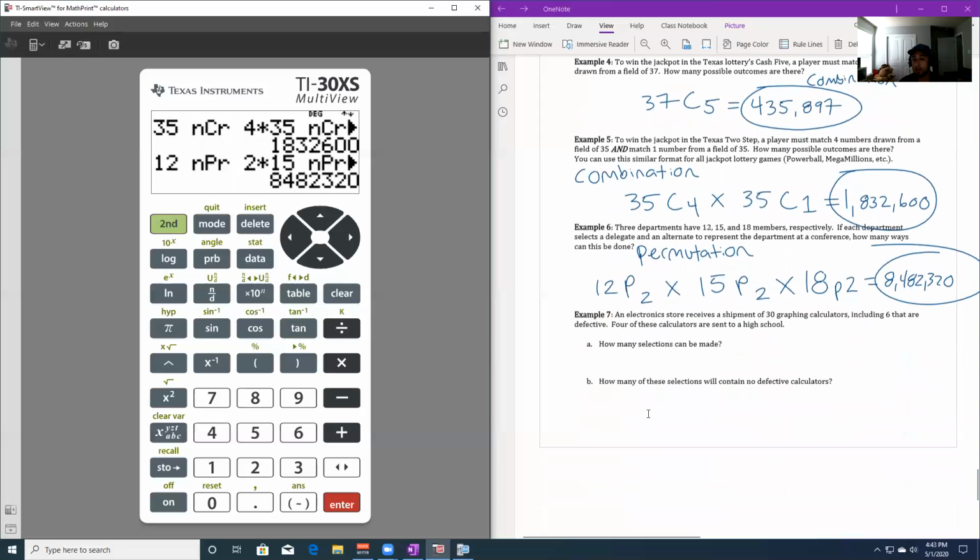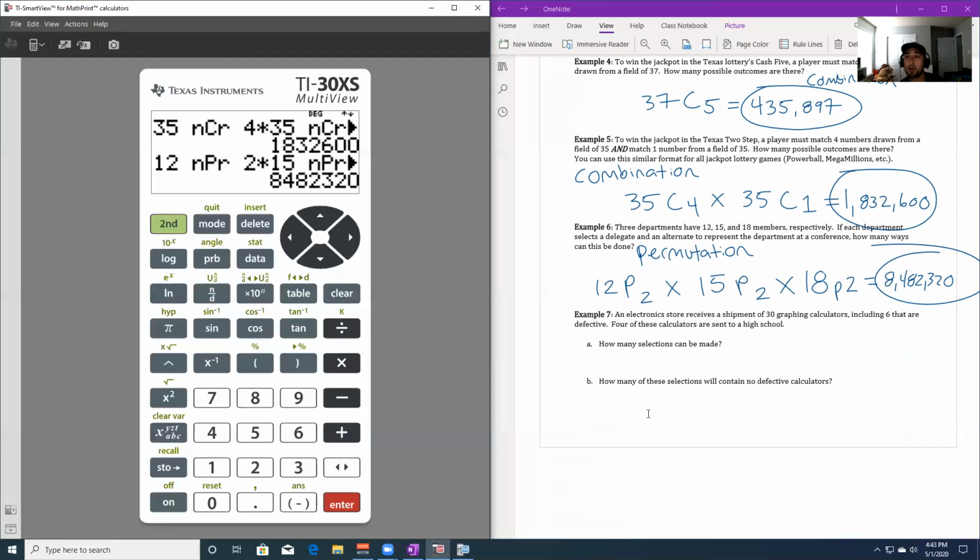Last one. All right, an electronics store receives a shipment of 30 graphing calculators, including 6 that are defective. 4 of these calculators are sent to a high school. How many selections can be made?